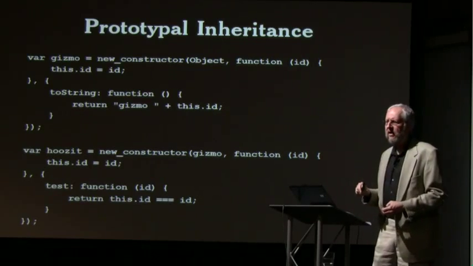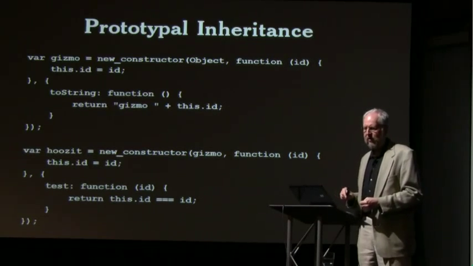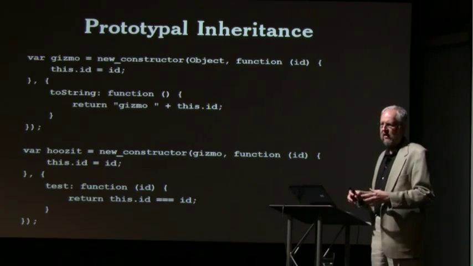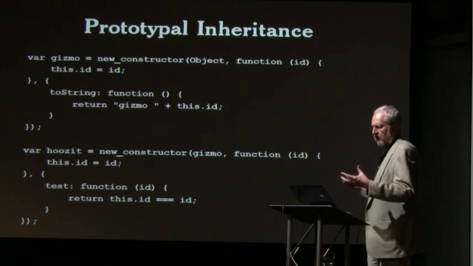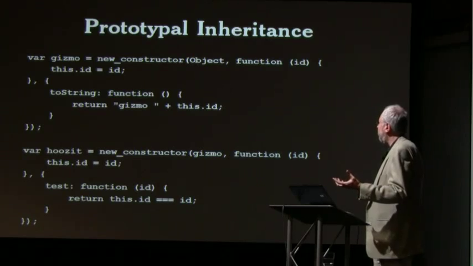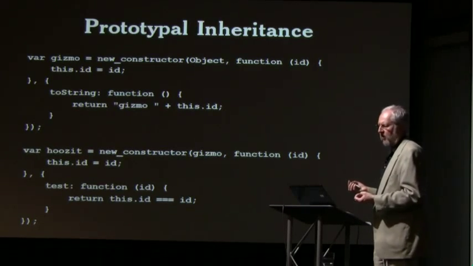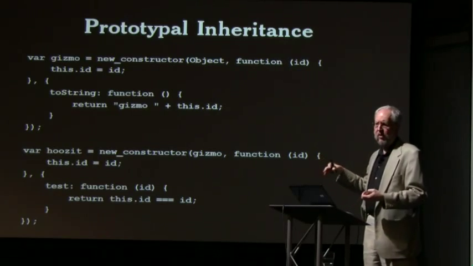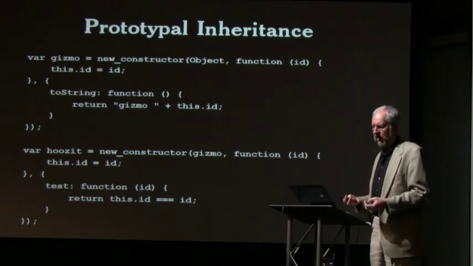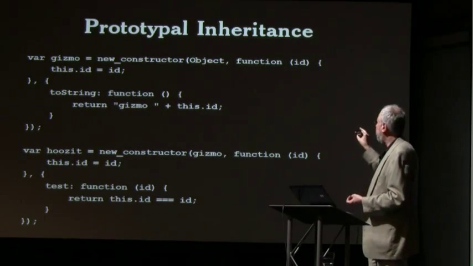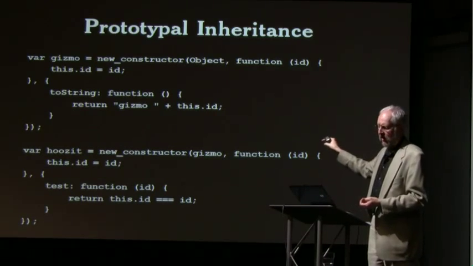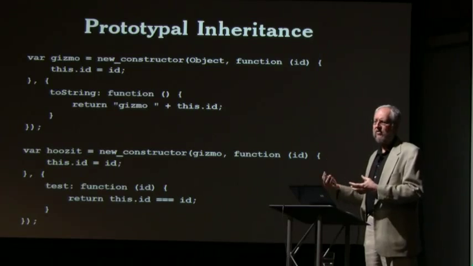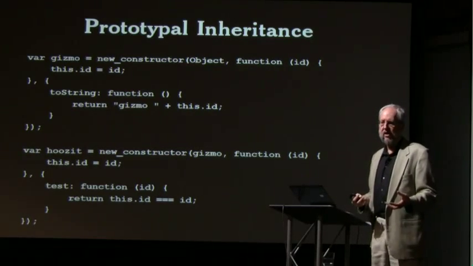So here I'm going to make a gizmo, and to make it for me, I'm going to call my new constructor function, and it will make the new instance of gizmo, or the new definer of gizmo. And I will pass to it object because I want gizmo to inherit from object, and I'm going to pass to it the constructor function, and I'm going to pass to it an object containing the methods that it should add to its own prototype.